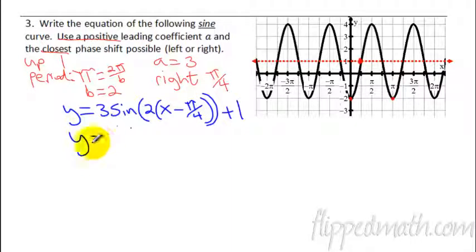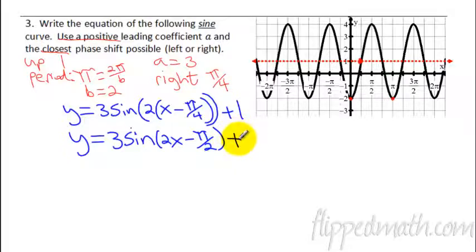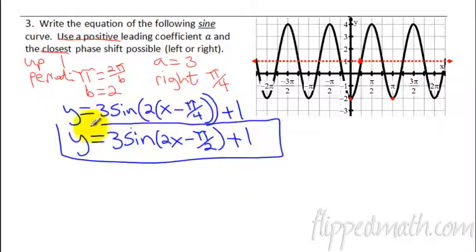I know I didn't leave you a lot of room right there. So 3 sine of 2x minus, distributes here, you get pi over 2. It reduces. Close parentheses plus 1. All right, there is our answer for this one. So you just distribute the 2, and that is our equation of this line.